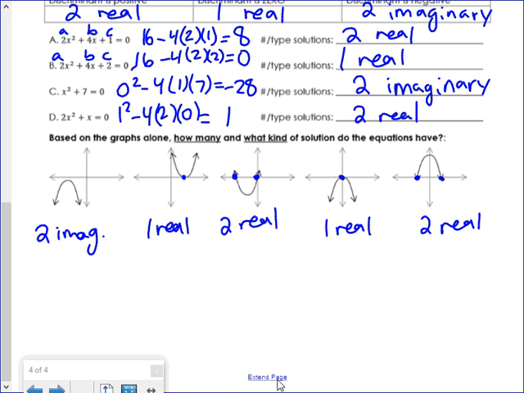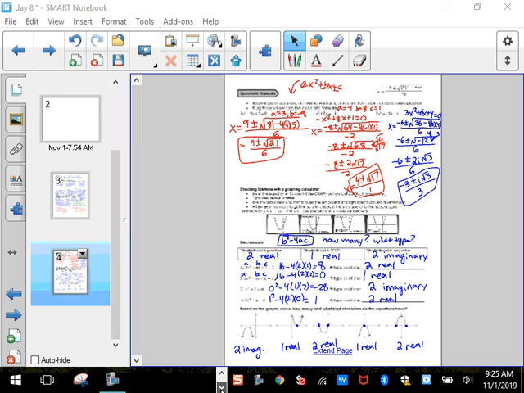Alright, so the memorization that's involved with this lesson is memorizing the formula for discriminant. You do need to memorize that. You also need to memorize what the rule is for the discriminant, but I will provide the quadratic formula for you, so you don't need to memorize that. Anything else before we wrap up?